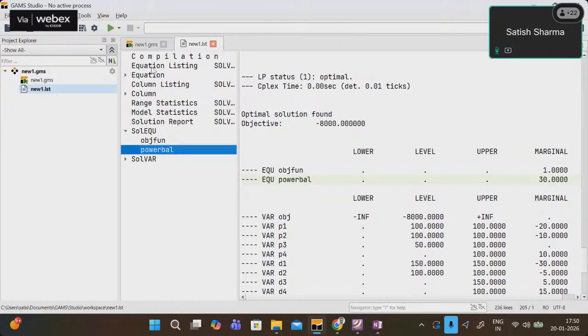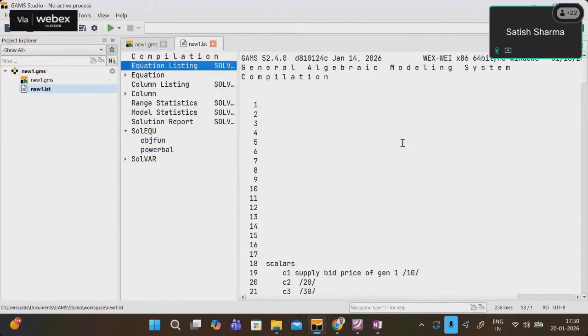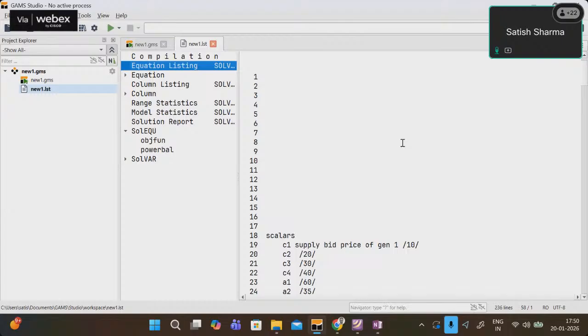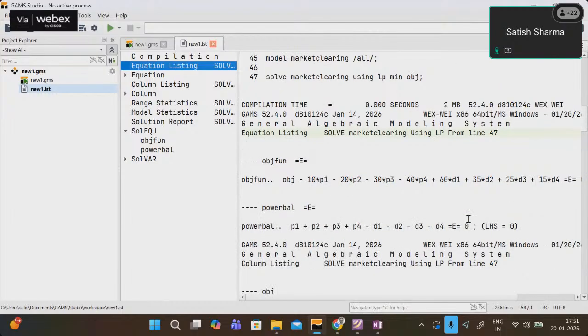Now I will just quickly go through this lst file, what it is basically. Whatever you have written, your piece of code with each line number will be displayed first of all. So this is what we have written earlier. Then it will give the entire detailing, like what the compilation time is, how much memory is required, and basically solving the market theory using LP, linear, from line 47. So on 47 we have mentioned it, so we are solving it from there.